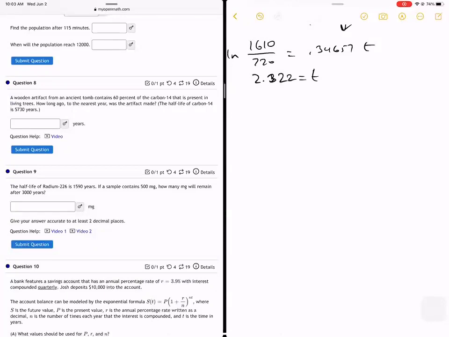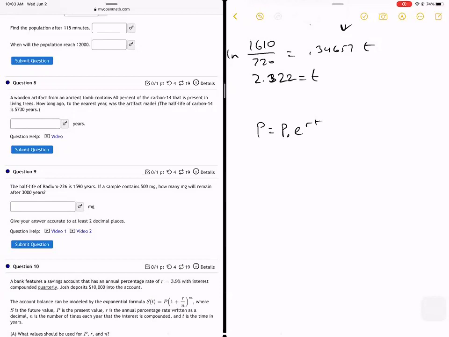So these types of problems when it comes to carbon dating, we're going to use our PERT, P equals P naught e to the rt, or you can change it to N if you want, depending on which textbook you're using or what you're representing. P is usually population, but the same stuff. It's just whatever you're starting off with.